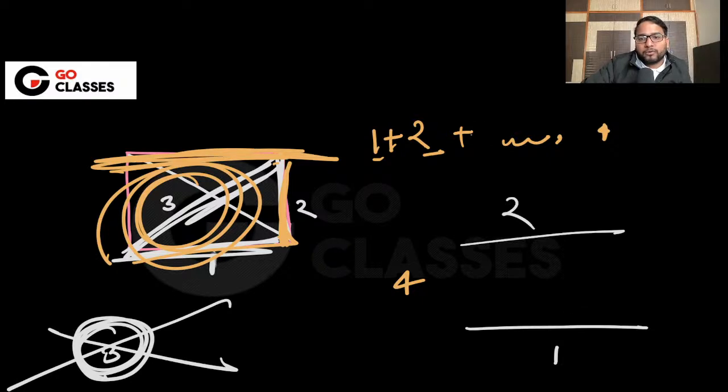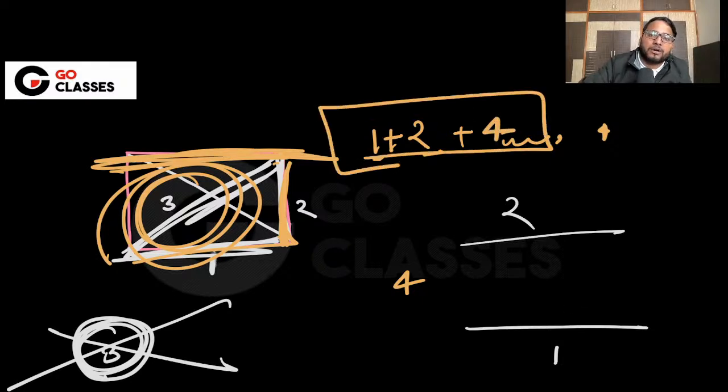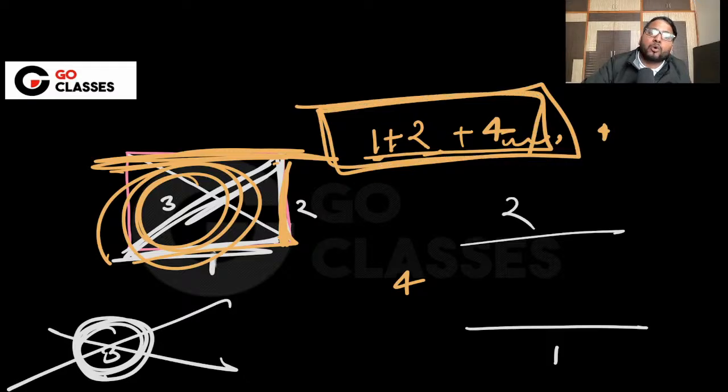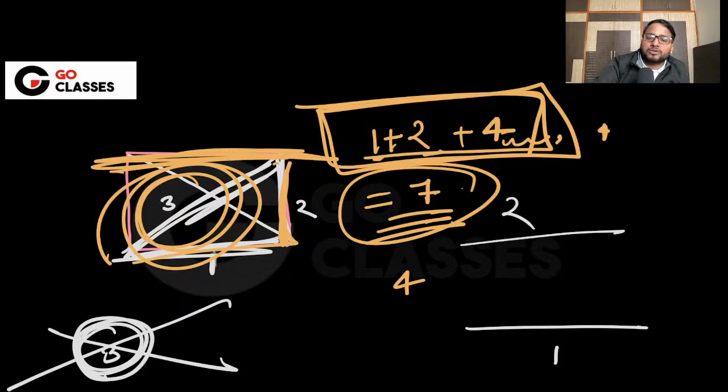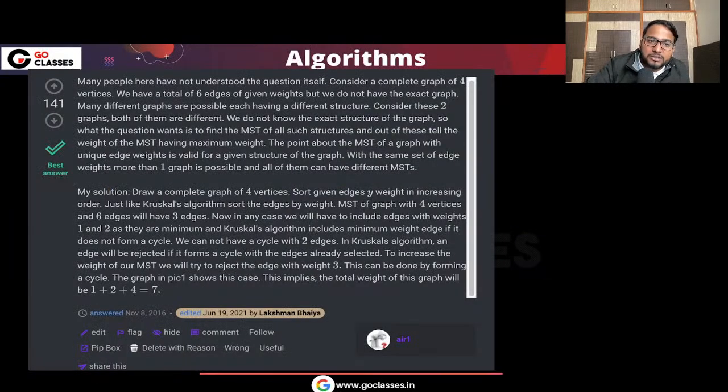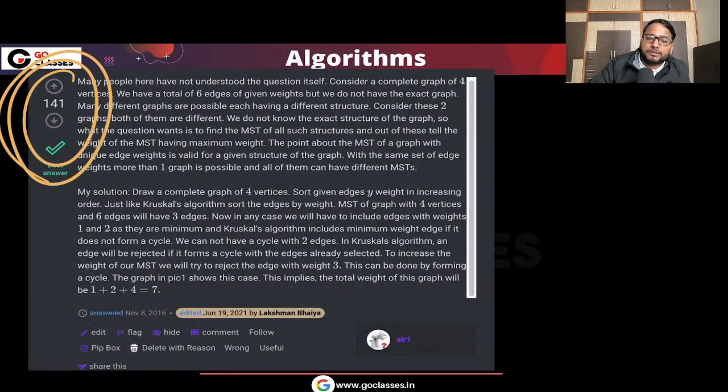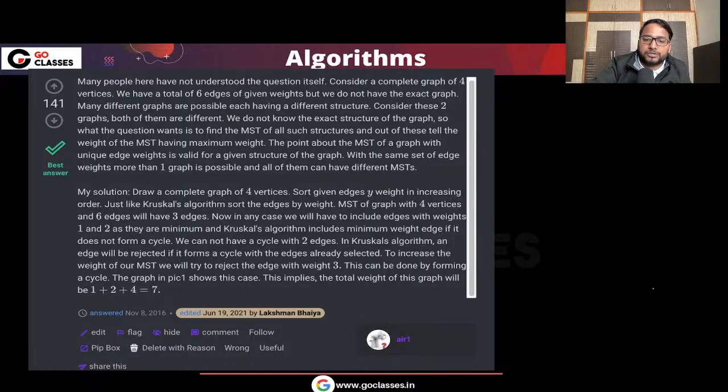So 1, 2 and 4, right? I cannot avoid this 4. I want to avoid lower numbers, but I cannot avoid this 4. So that's why 1, 2 and 4 I have to take. So that's why 7 is the correct answer here. This is also a very good question where the answer has got 1, 4, 1 upwards. Okay, but I hope you understood this question very clearly.